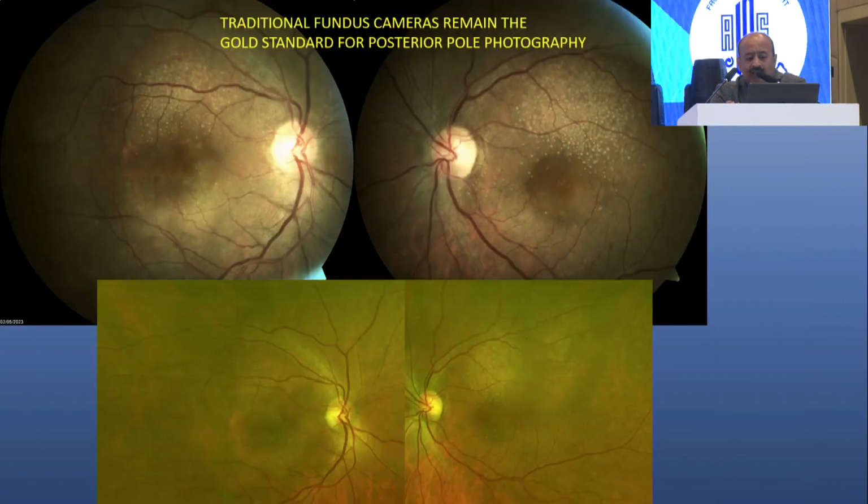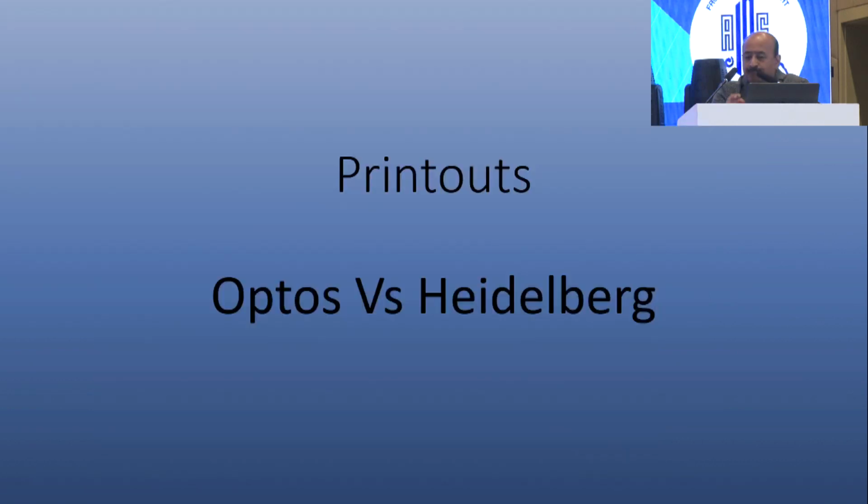But I would say that the same image with the traditional color fundus photograph and the Optos image, you can see side by side the finest imaging details of the fundus of the posterior pole are still the best with the traditional fundus camera. So it still remains the gold standard for posterior pole imaging, the traditional fundus camera.